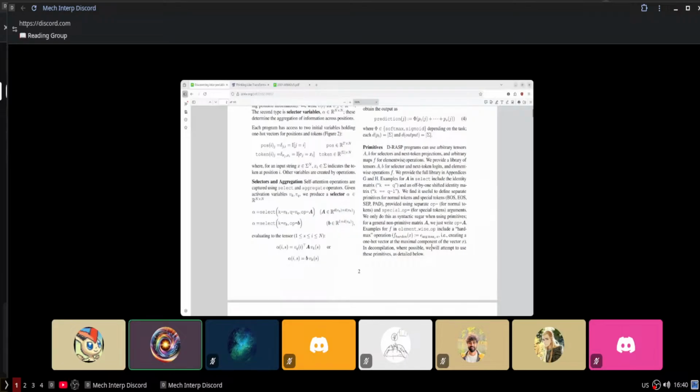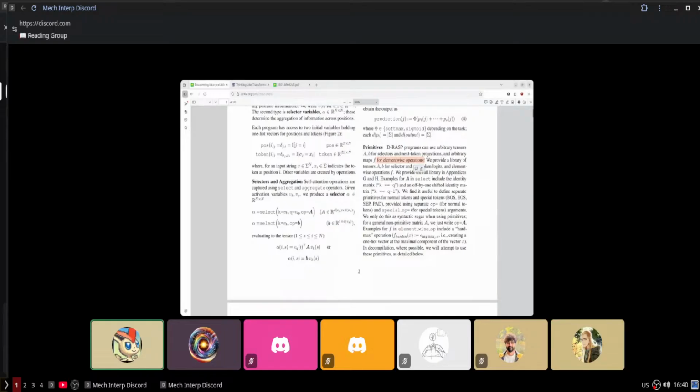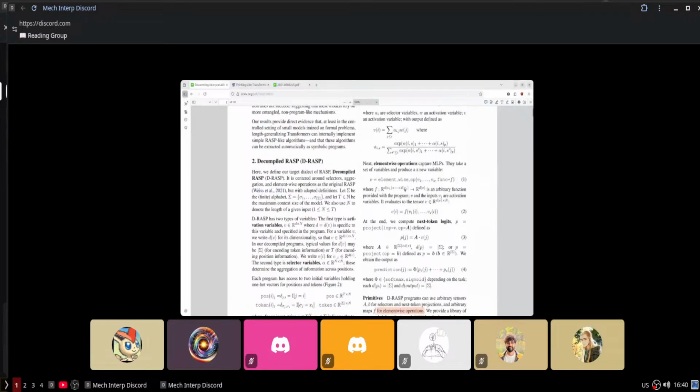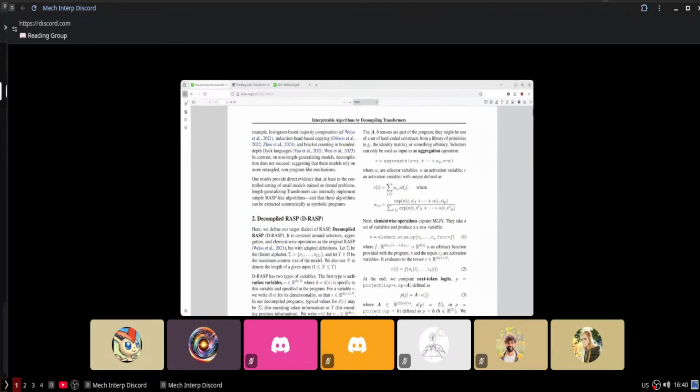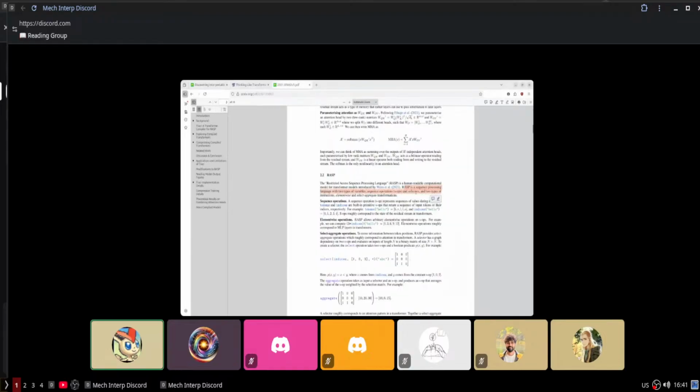Jth component of the vector at position. They do arbitrary functions for element-wise operations, but aren't the MLPs more restricted than that? I guess it doesn't matter if RASP can do more things than the MLPs can, because you only want to decompile it. But there are things that you can't do on a single MLP, right? Yeah, that's true. I wonder how they solve that, if they do the same kind of thing or not.